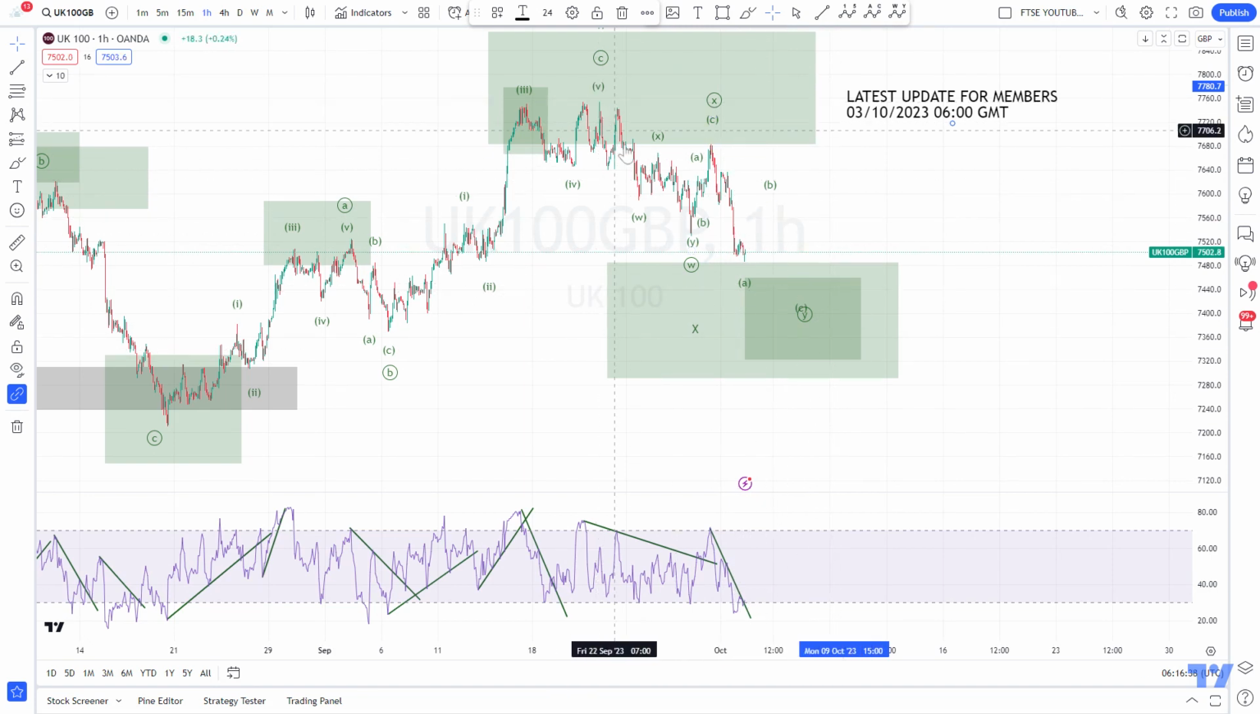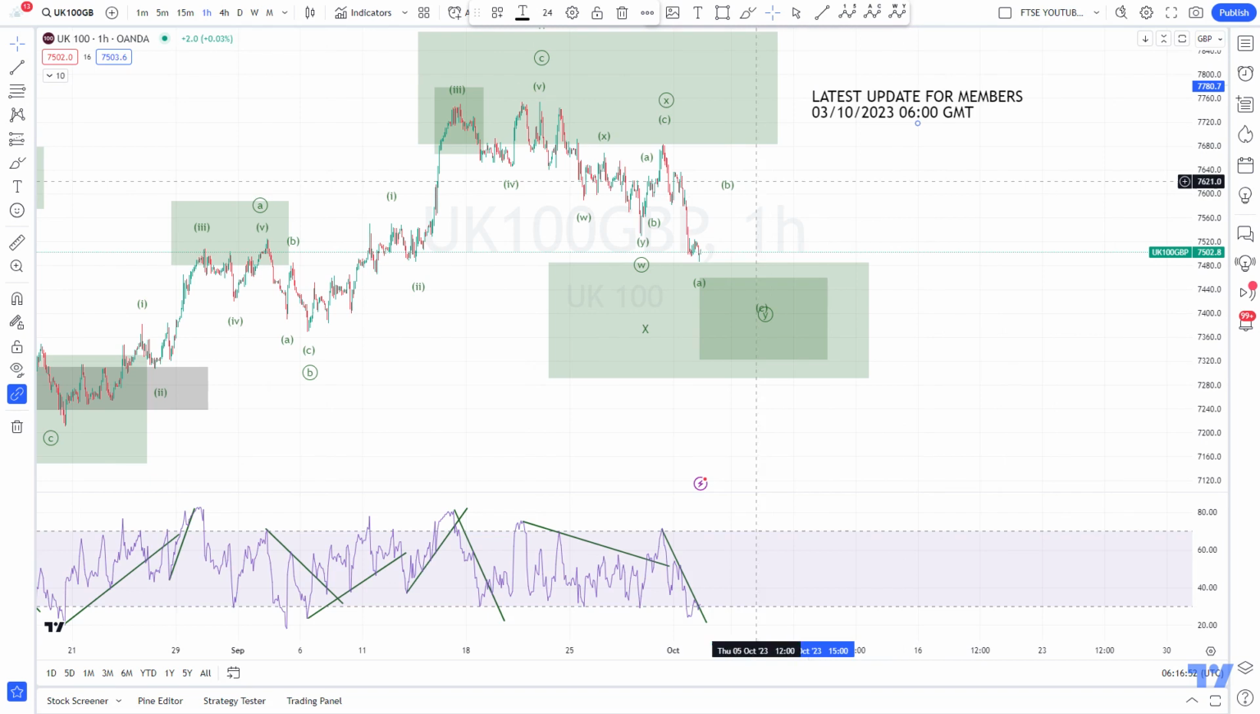So I think the wave W played out as another WXY. Then here the wave X, we had the three swings like an ABC, corrective move up, and so now I would say this here is our wave A. And then yeah, we should get some kind of wave B followed by a wave C down.